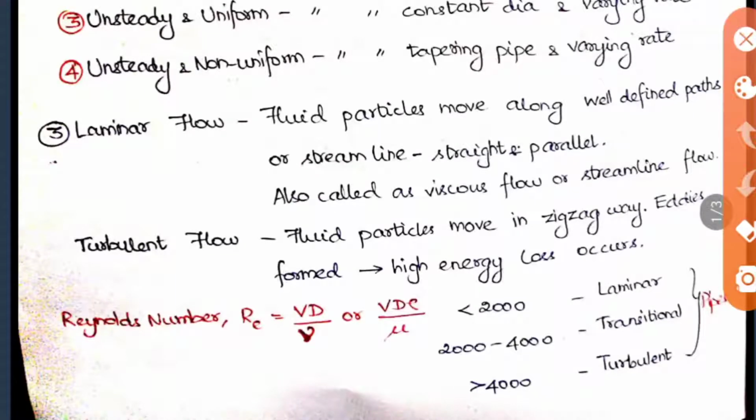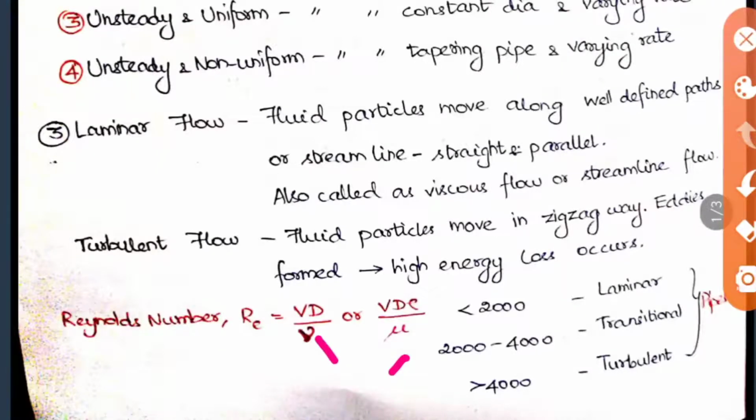It is denoted as Re, which is equal to V d by nu, where nu is the kinematic viscosity, or you can write it with dynamic viscosity also. If that is the case, it will be V d rho by mu. So if this value is less than 2000, it is laminar flow, 2000 to 4000 it is transitional flow, and when it is greater than 4000 it is turbulent flow. So this is for pipes alone. Okay, so if it is for a channel or some other case, the value varies.